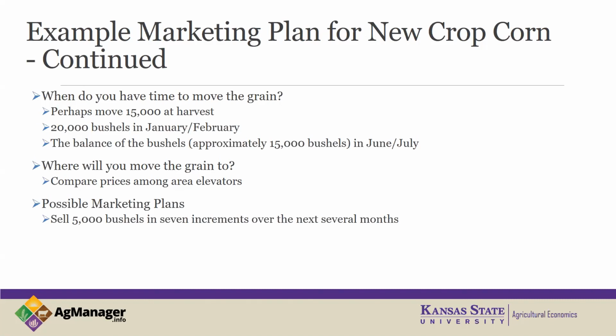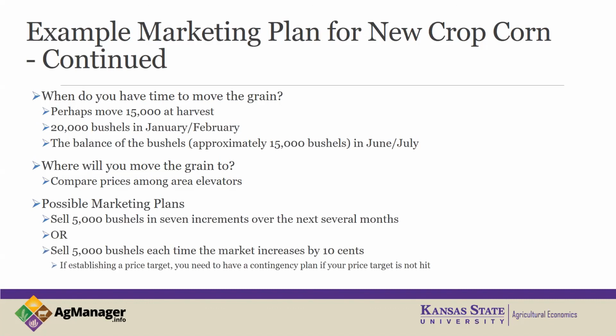Okay, here are maybe some different marketing plans for this new crop corn. Remember, you have 35,000 bushels. So what they've done is take 5,000 bushels in 7 increments over the next several months. So you have a pretty steady stream of income coming in. Or you can sell 5,000 bushels each time the market might increase by 10 cents. And that's just an arbitrary amount that we threw out there.